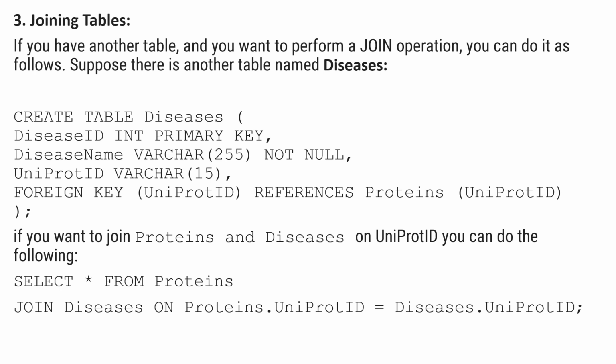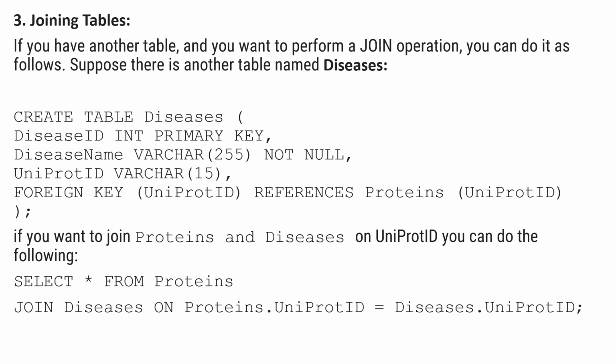Then the unitprot ID, which should also be indicated. The VARCHAR should not exceed 15. Then the foreign key: we have a foreign key for unitprot ID, then we have references proteins, unitprot ID. Then we close the brackets with a semicolon. So now we have created a table.